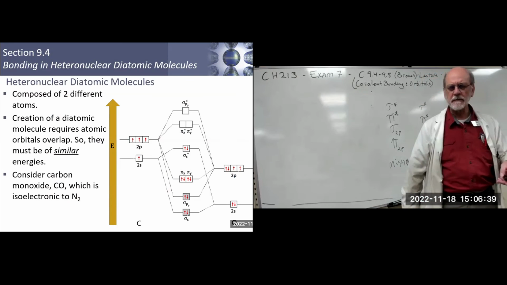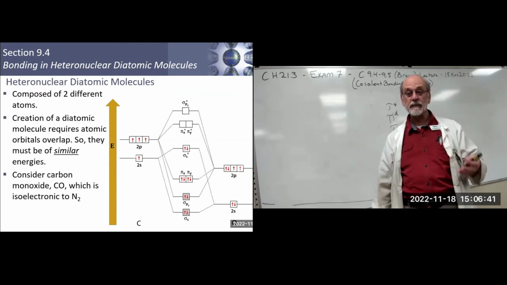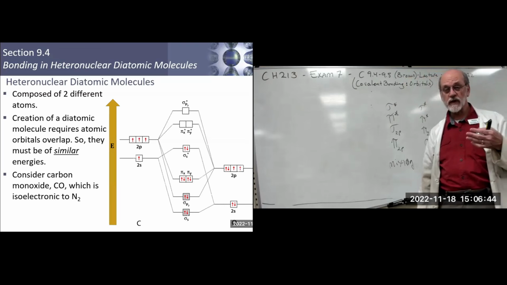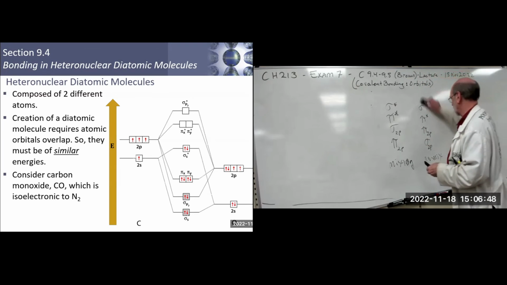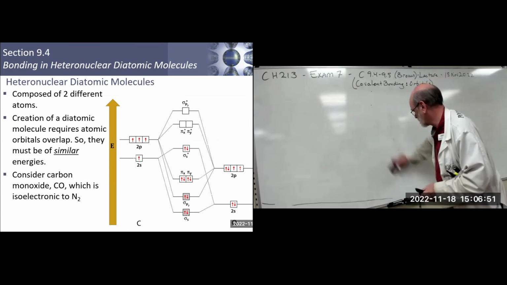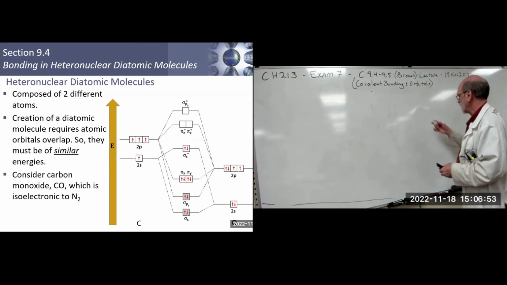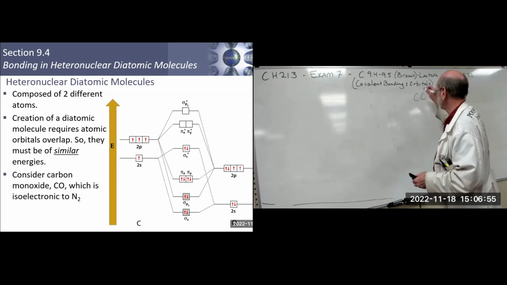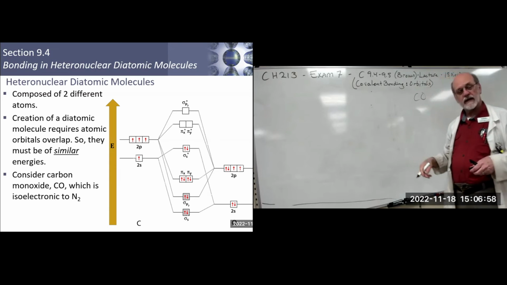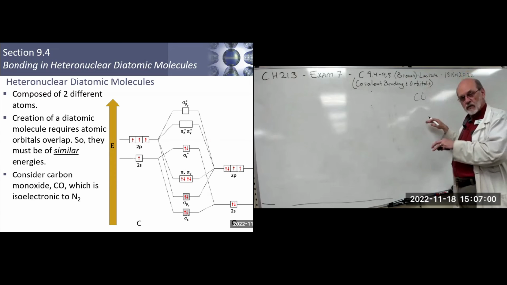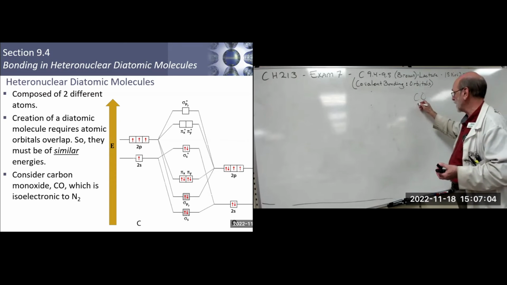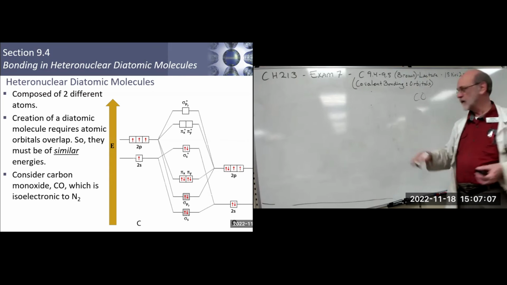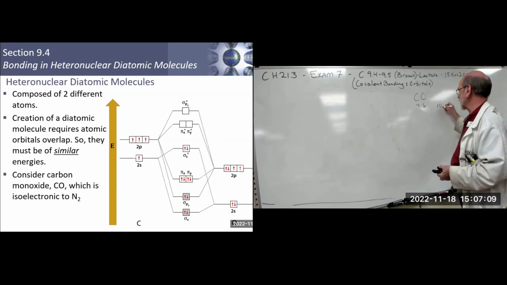Okay, now what do we do when the atoms are dissimilar? Like for this one, we have carbon monoxide. And if we were to draw this with our VSEPR model, we would have 4 and 6 electrons, which is 10 electrons. We would have a carbon and an oxygen.